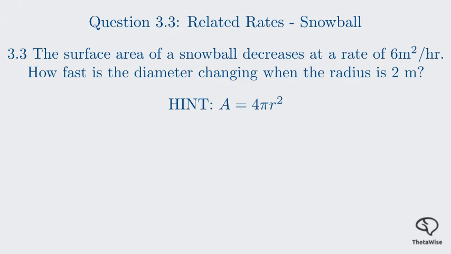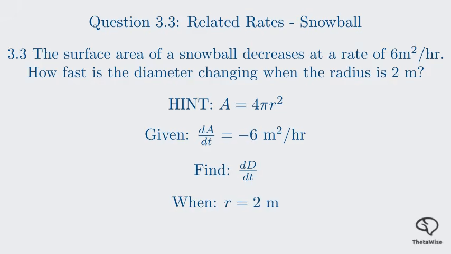First, let's identify what information is given and what we need to find. We are told the surface area is decreasing at 6 square meters per hour. Decreasing tells us the rate is negative, so dA/dt equals -6. We are asked to find how fast the diameter is changing, which is the rate dD/dt. This rate should be found when the radius, r, is 2 meters. Our strategy will be to relate A and D. We are given A in terms of r. We can relate D and r and then put it all together.